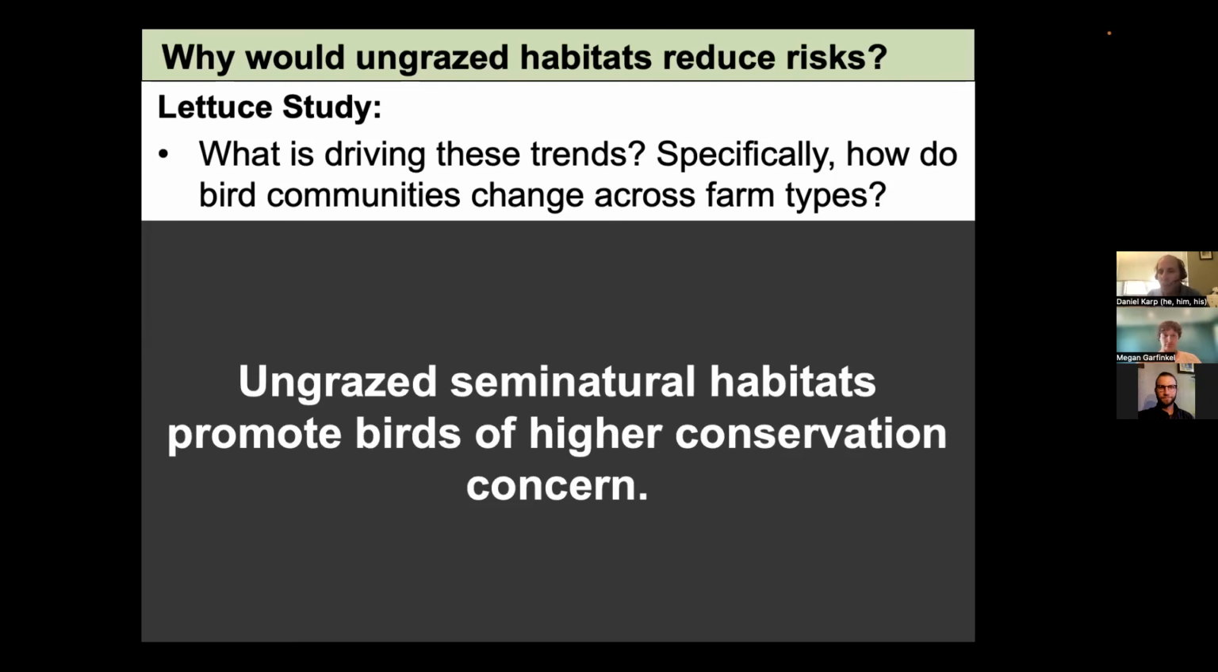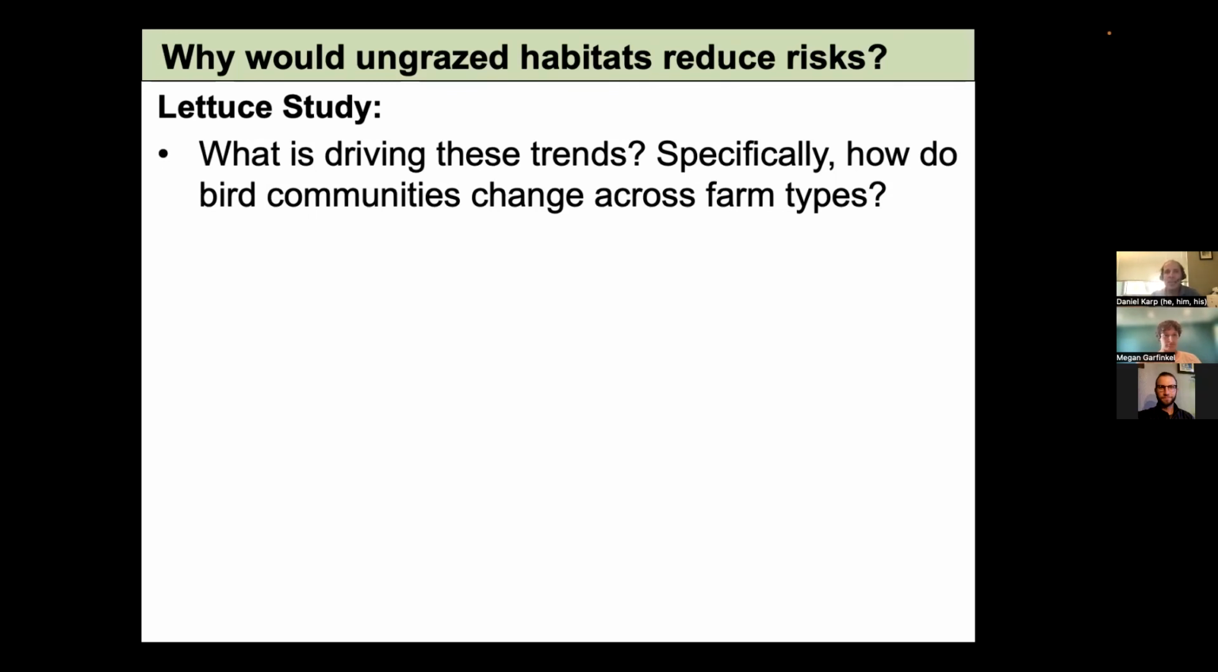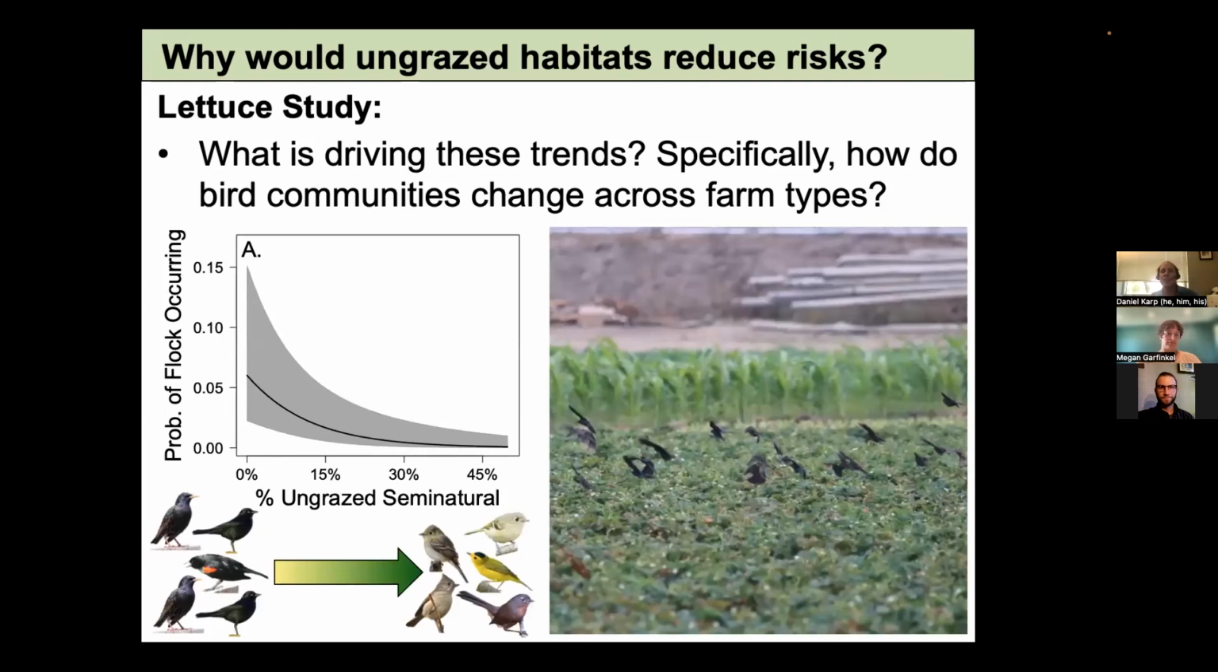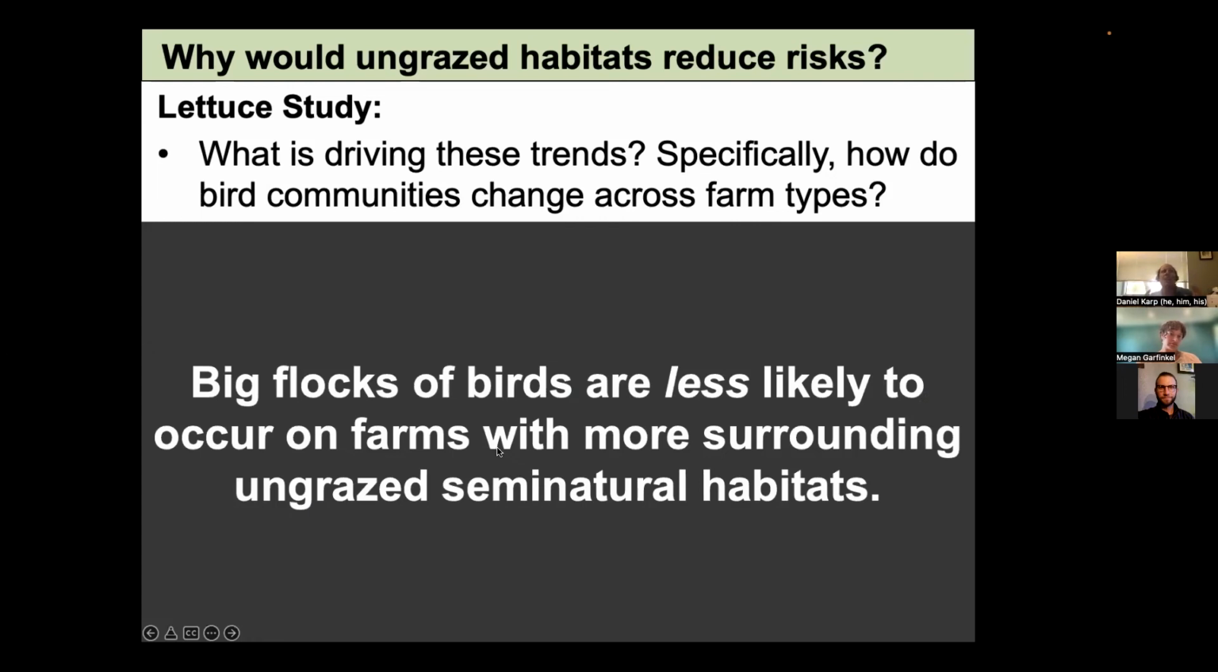And one other really important thing to note from the food safety perspective is that those species of higher conservation concern are less likely to form big flocks. Growers are really concerned about these big flocks of blackbirds and starlings that we know are both more likely to carry foodborne pathogens and more likely to aggregate in large numbers and defecate in large amounts on the farm field. So the probability of actually observing a flock declined as you changed from a farm that didn't have much ungrazed semi-natural habitat around it to one that had a lot more around it. So these big flocks of birds are less likely on farms with more surrounding ungrazed habitats.